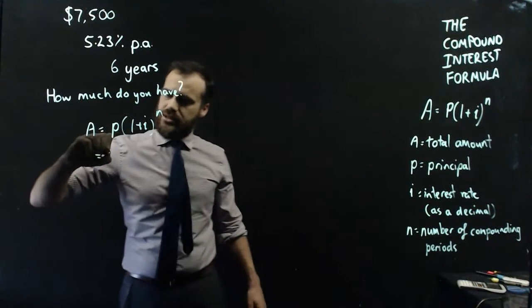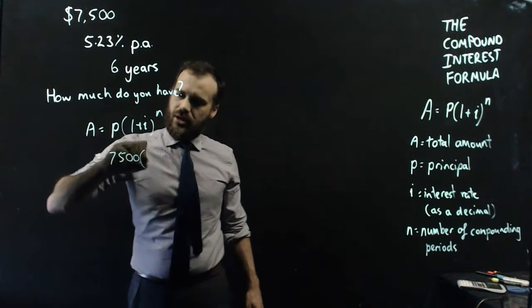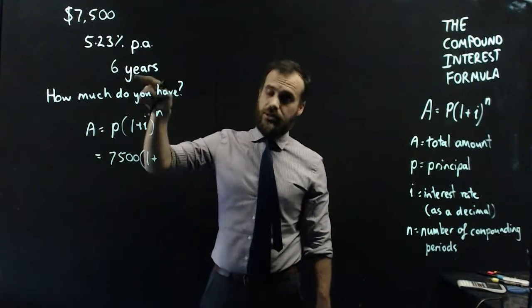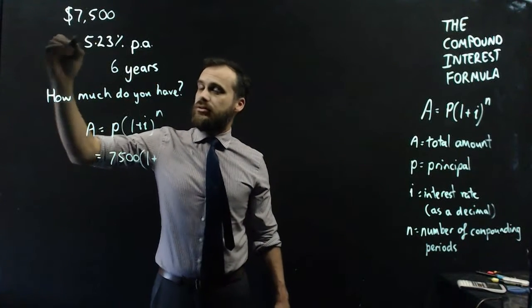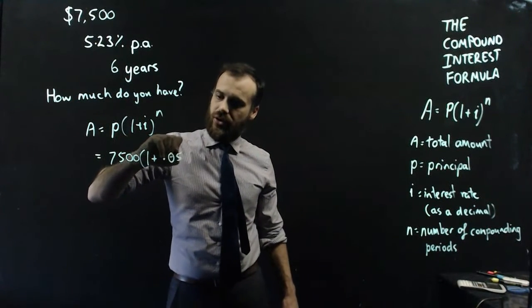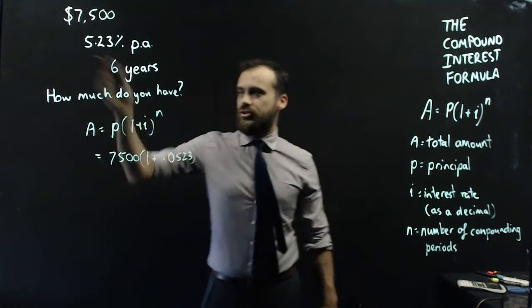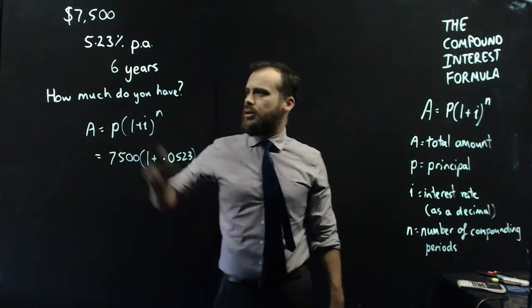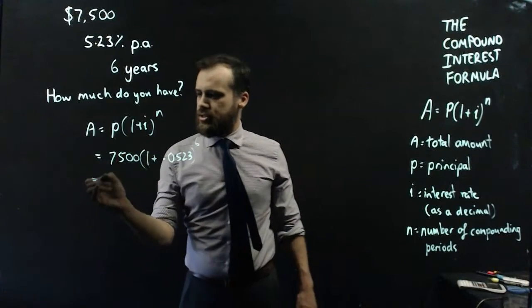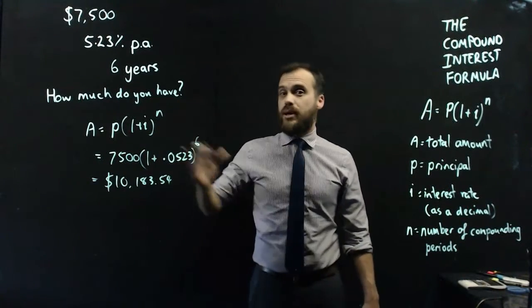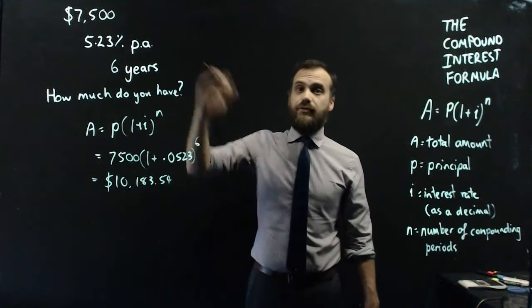So we start with $7,500. We do 1 plus this as a decimal. Careful, because I put a decimal in there. So I have to move that 2 places to the left, and I'll get 0.0523. You can just divide it by 100. Type it into your calculator, divide by 100. You'd get this number here. And to the power of 6. You can type that into your calculator. We get a number like that. And that's how much money I'll have in the bank after 6 years if I do this.